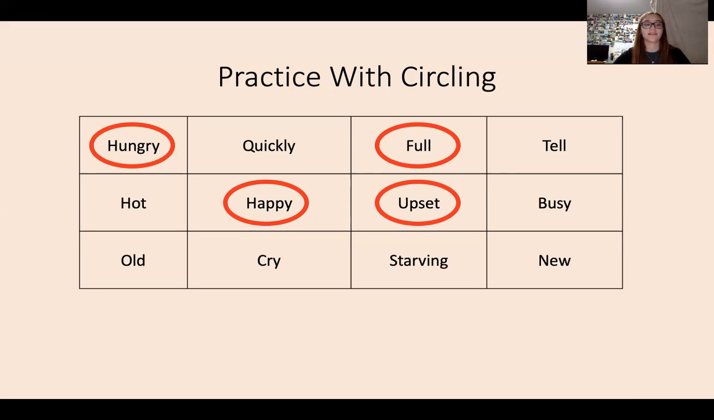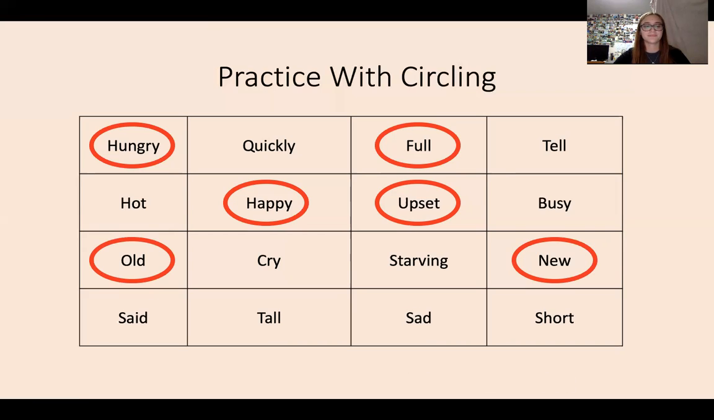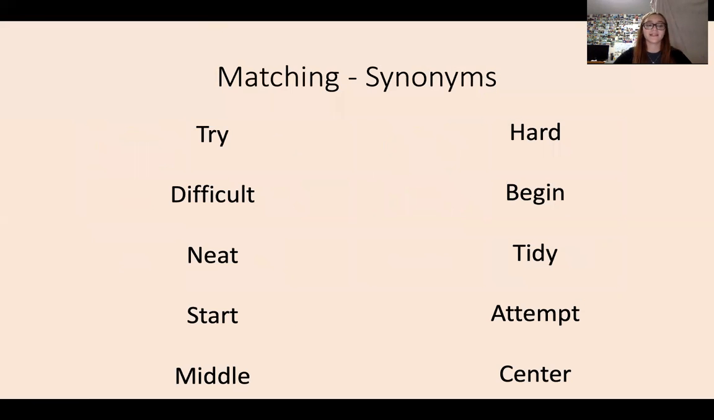Here's another row of words. 2 words are opposites again. Does anyone know which words are antonyms? Good job! Old and new are antonyms. Let's try one more. Which 2 words are antonyms? Yes, tall and short are antonyms or opposites. Great job. Now let's practice with both synonyms and antonyms.